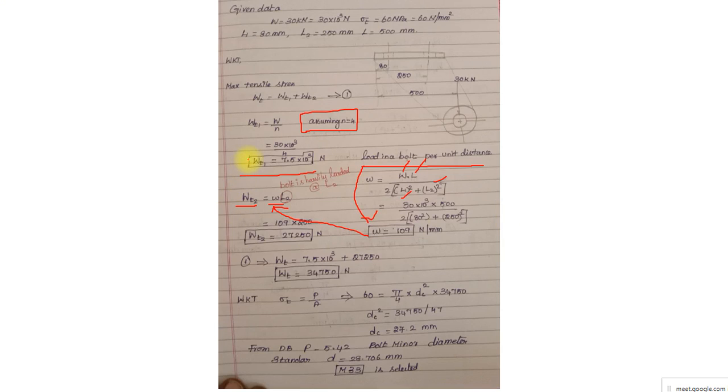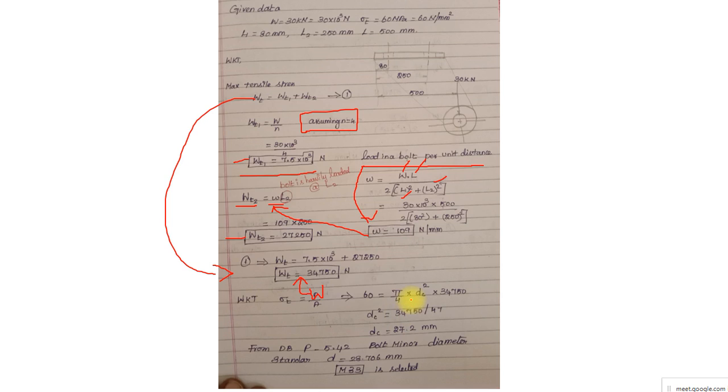So now I have found WT1 and WT2. With equation number 1, I can find WT is equal to 7.5 into 10 to the power 3 plus 27250, which is WT is equal to 34750 Newton. Okay, so now finally sigma T is equal to load by area. We are going to use this particular value here.